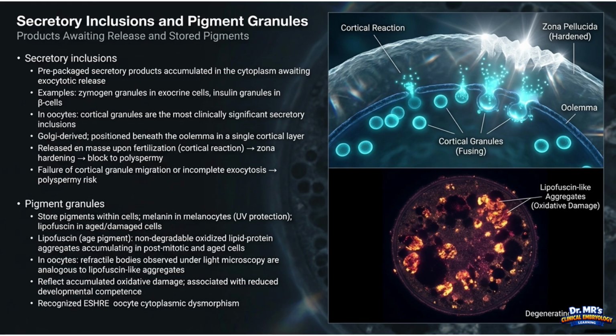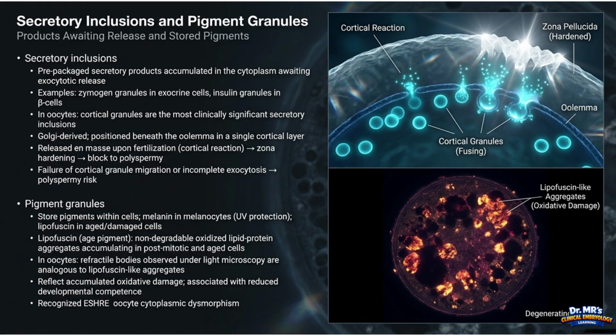Pigment granules represent a more heterogeneous category. Melanin granules in melanocytes serve the familiar photoprotective function. Of more direct relevance to reproductive biology is lipofuscin, sometimes called age pigment, a non-degradable complex of oxidized lipids and proteins that accumulates in post-mitotic and aged cells as a byproduct of imperfect lysosomal processing. Lipofuscin cannot be broken down or exported, it simply accumulates.